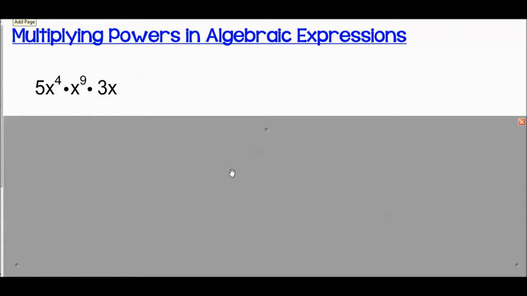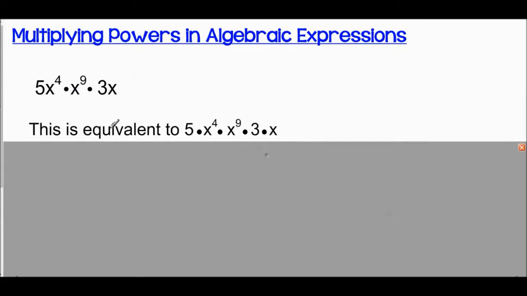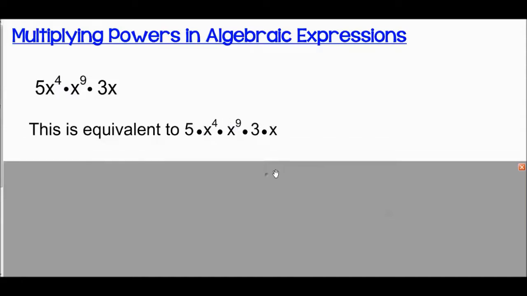So let's see how this applies to algebraic expressions. It's going to be dealt with the same way. Instead of having a number as a base, you have a variable as a base. So the example we have is 5x to the 4th times x to the 9th times 3x. This is the same thing as 5 times x to the 4th. You already know that when the number is next to the variable, that is the same thing as multiplying. So think of it as completely expanded out like this.